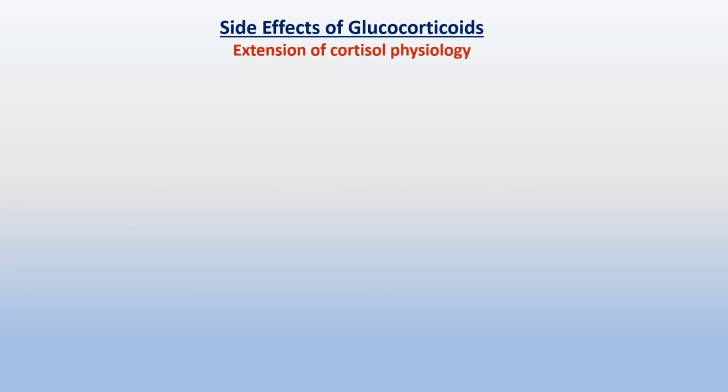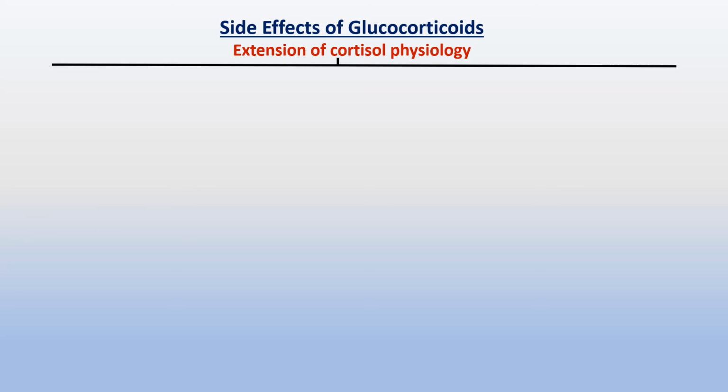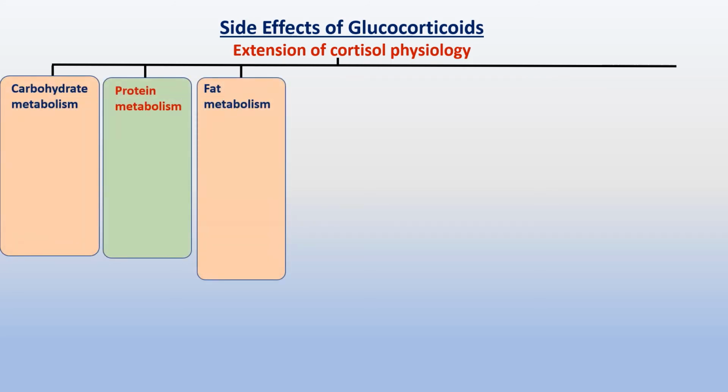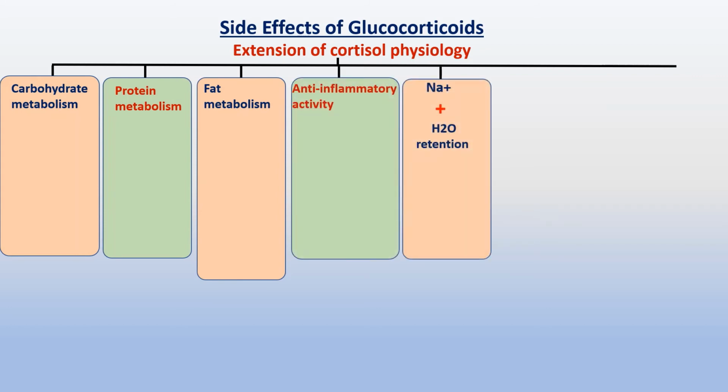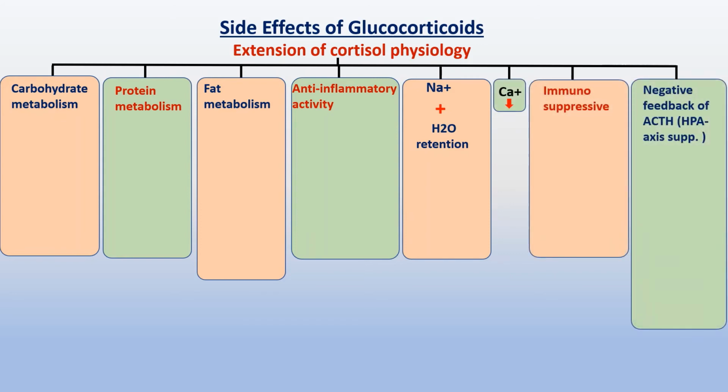Next, moving on to the side effects of glucocorticoids. This side effect is basically an extension of its physiology. These glucocorticoids have effects on carbohydrate metabolism, protein metabolism, fat metabolism. It has an anti-inflammatory effect, sodium water retention, calcium level is decreased, immunosuppressive effect and negative feedback effect on ACTH.